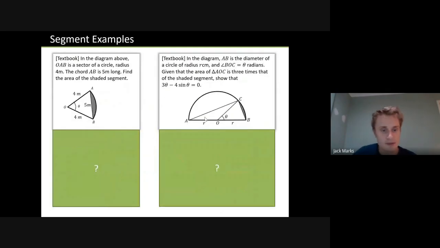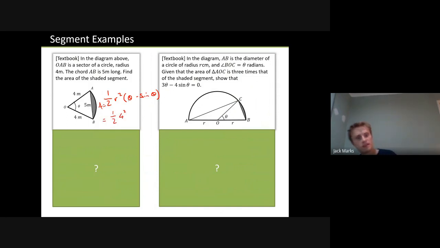With segments, so what could we do with segments? Do we remember? You could do half r squared theta minus sine theta. If you can remember that, well done. You will save yourself lots and lots of time. So find the area. The area of a segment this time is equal to half times 4 squared.